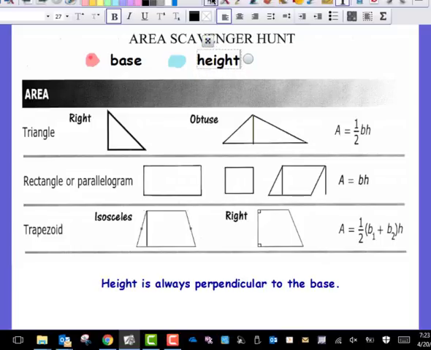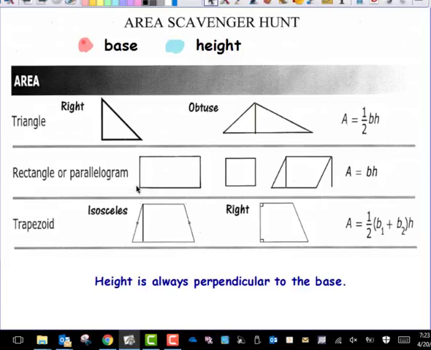So first thing you need to know about your base is always a horizontal line on your shape. So let's start with the rectangle or the parallelogram. So the rectangle has two horizontal bases. So let me get my colors. And so we said horizontal is always the base. So there's one base and there's two bases. So you should highlight this on your chart as well.